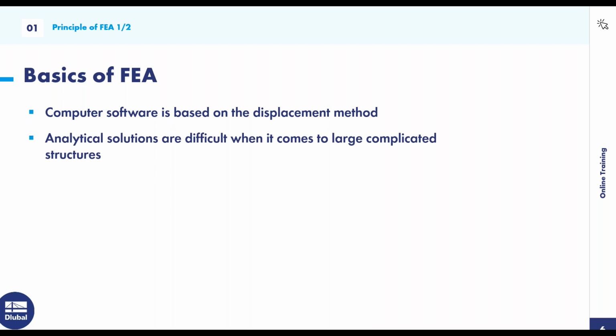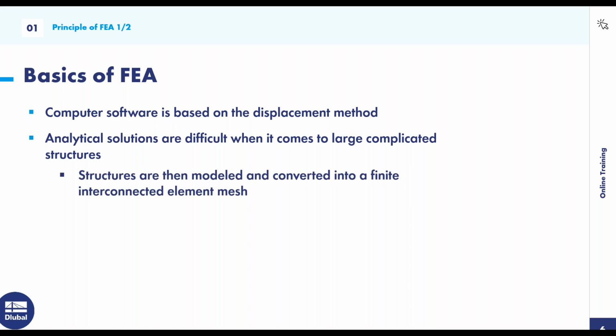The main problem today is that analytical solutions can be difficult to determine when it comes to large complicated structures. Doing hand calculations for some structures with complicated and odd geometry can almost be impossible or feel impossible. The limits are being reached with large complicated structures, so it's difficult to get accurate results. And this is where FEA software comes in.